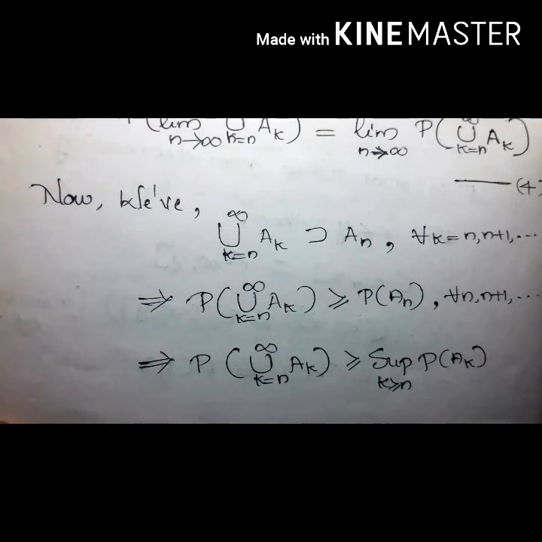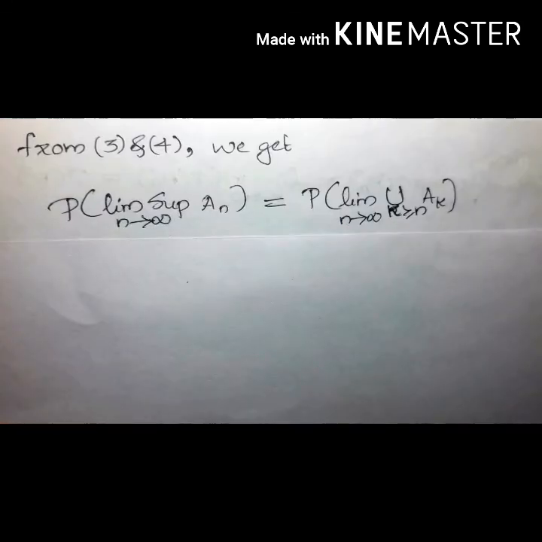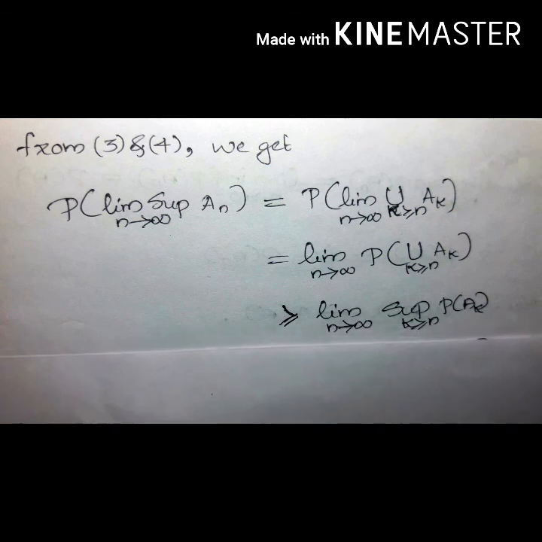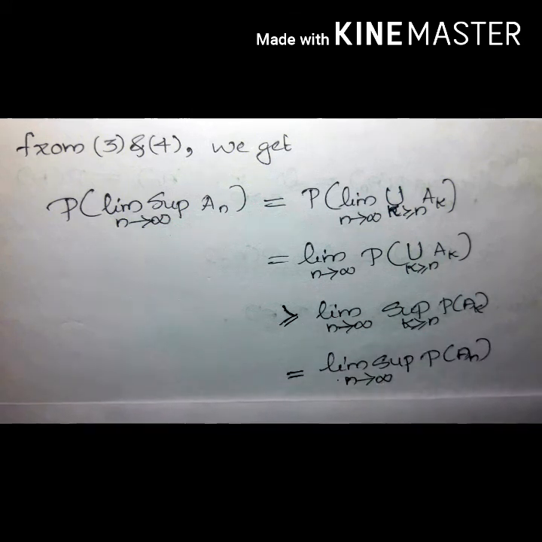Now from the above equations 3 and 4, we get P of limit supremum An equal to P of limit union k greater than or equal to n Ak, and that is equal to limit n tends to infinity P of union k greater than or equal to n Ak, and that is greater than or equal to limit n tends to infinity supremum k greater than or equal to n P of Ak, and that is equal to limit supremum P of An.